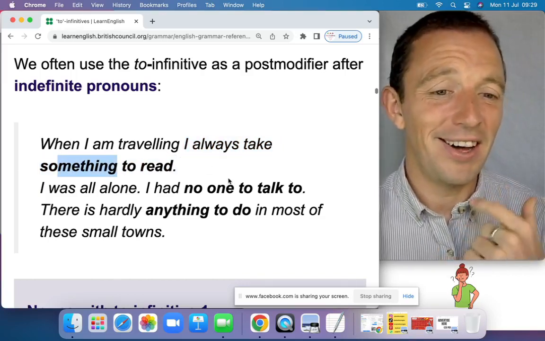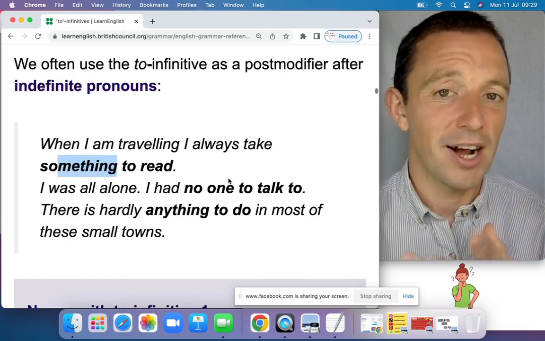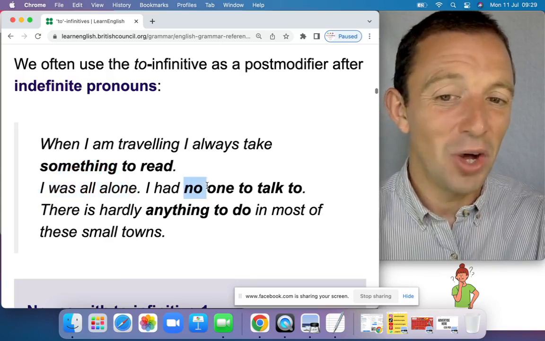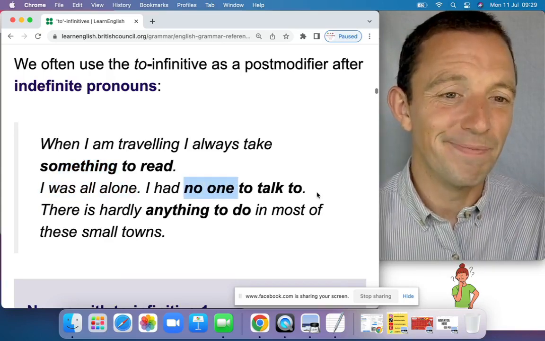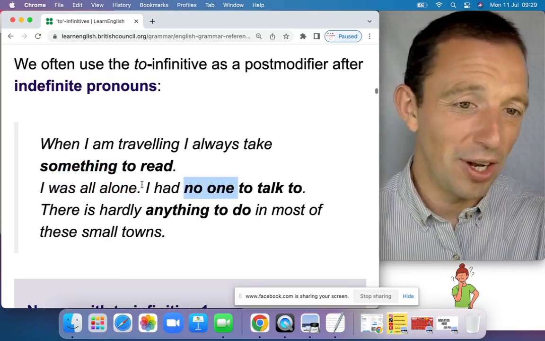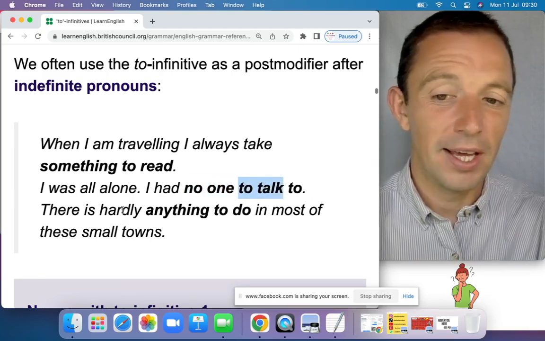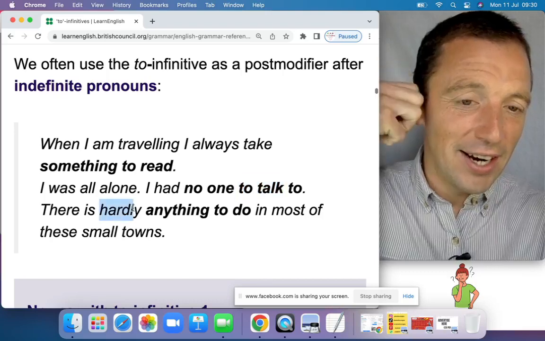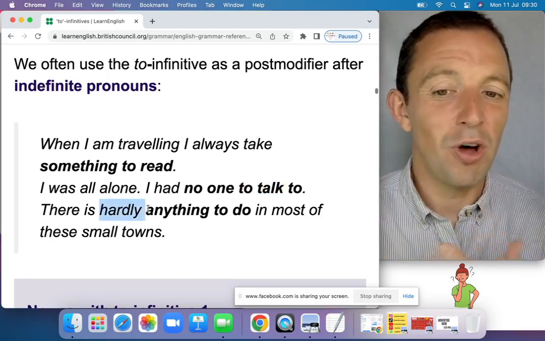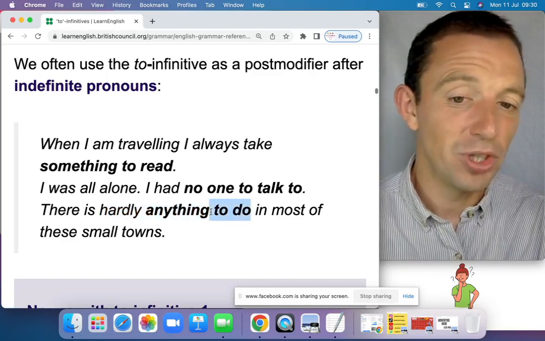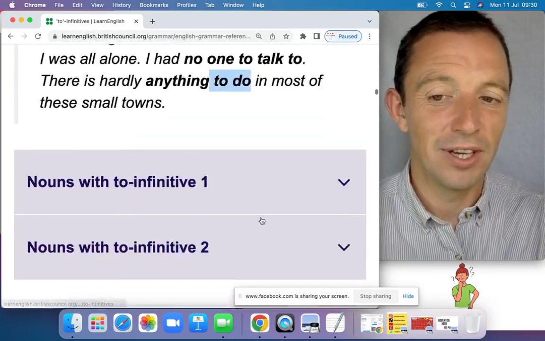Or for example, I know somebody to fix your car. I was all alone. I had no one to talk to. Okay, so I was all alone. I had nobody, no one to talk to. Infinitive. Next, there is hardly, almost nothing. There is almost nothing to do. There's hardly anything to do in most of these small towns.